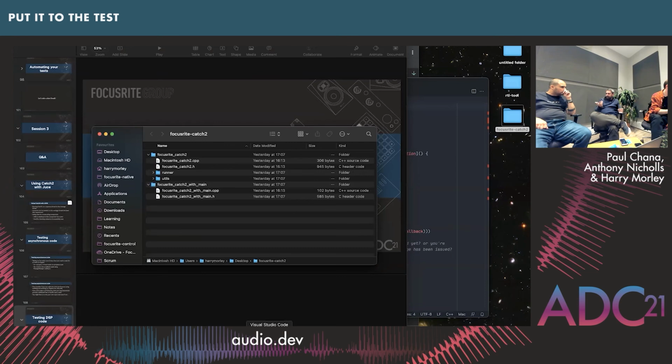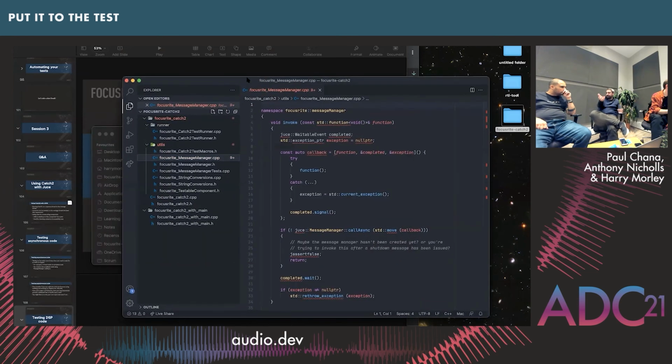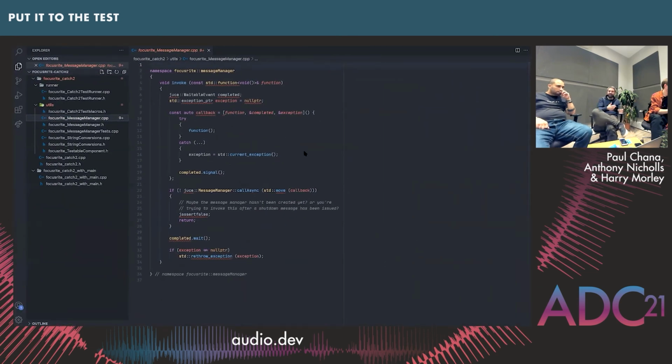But of course, the problem at that point is that we're not on the main message thread, so we need to call functions that do need to be on the main message thread. And this is the function we created.